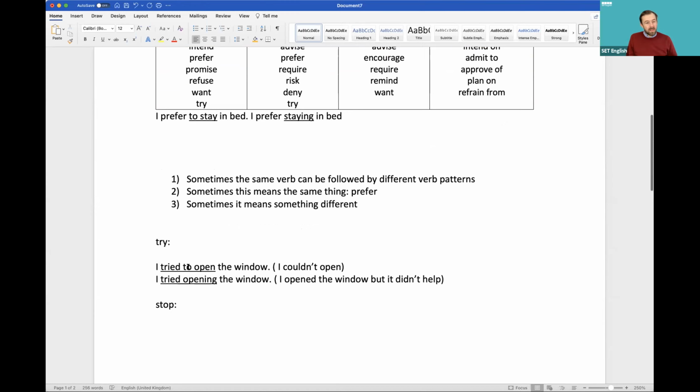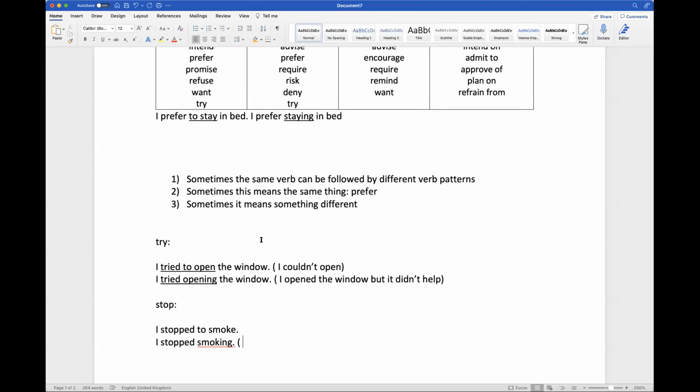You can follow it with the infinitive with to, or you can follow it with a gerund. So look at these two different sentences. I stopped to smoke. I stopped smoking. They are very different. I stopped smoking is what most people would say. Already quit.